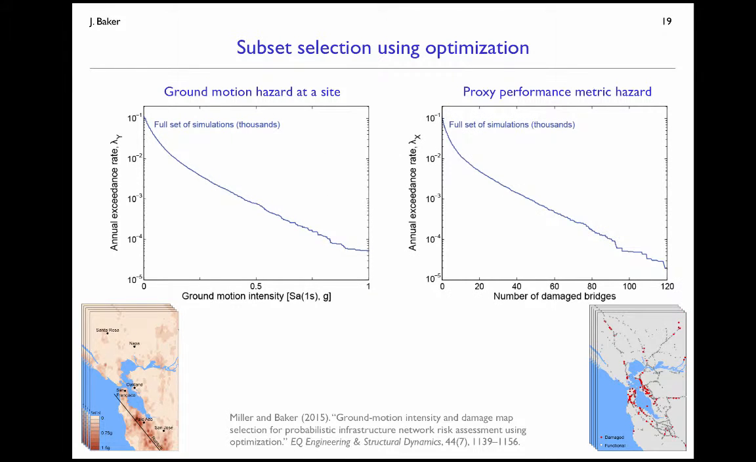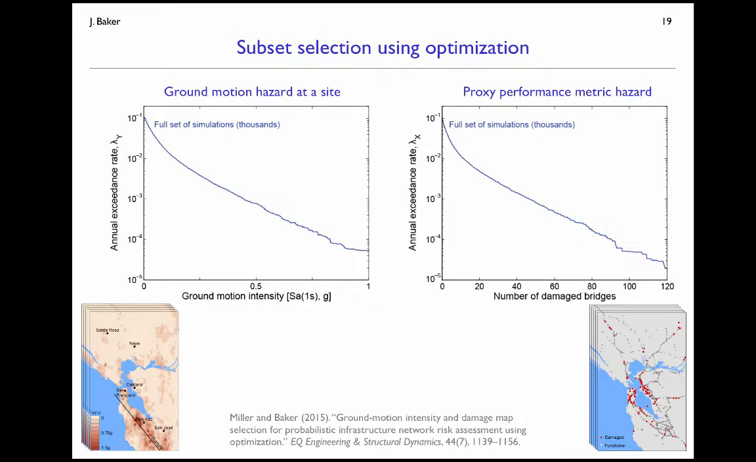Okay, there's an illustration. We're going to do something similar looking at the network performance, in this case the bridge damage. In each of these simulations, we can count up how many bridges were damaged. If I want to know how often I saw 60 bridges damaged, I could count up all the simulations where I saw 60 or more damaged bridges, add those all up, and I'll see something a little less than 10 to the minus 3 per year that I would expect to see an earthquake that caused more than 60 bridges to be damaged. This is what we call a proxy performance metric. It's a metric of the performance of the network, indicating how severe the damage is to the network.